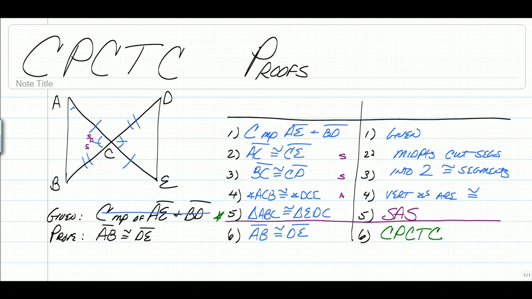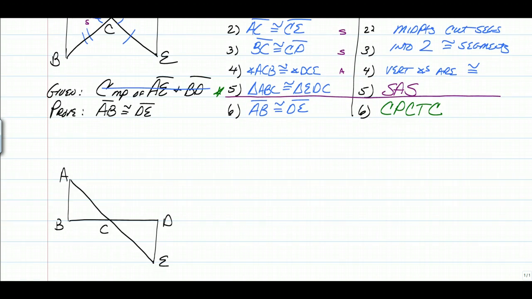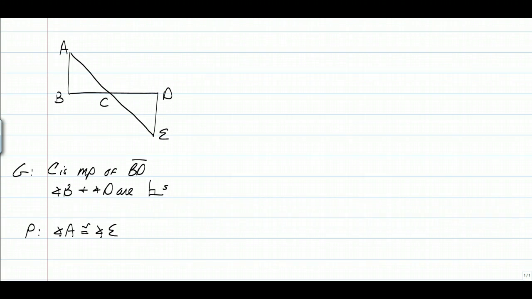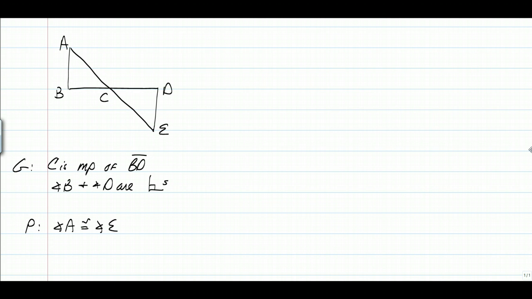If you would like, we have one additional problem for you to practice. You can do it in a 2-column proof. You can do it in a flow proof. You can do it in a paragraph proof. It does not matter how you want to do this proof. Just give it a try and see if you can prove angle A congruent to angle E, knowing that C is the midpoint of BD, and angle B and angle D are both right angles. Pause the video, give it a try. Let's see what you can do.